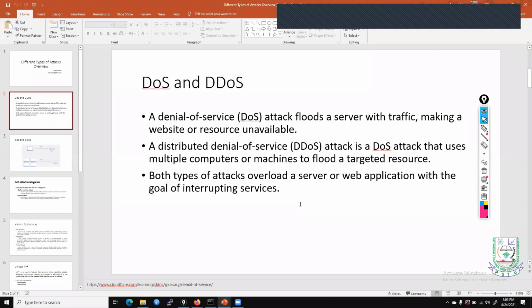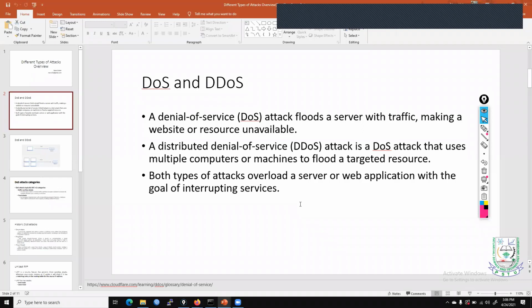Then normal service behavior will be hampered, and normal traffic cannot pass through. The normal legitimate traffic will be hampered. So that is the main target of DoS and DDoS attacks. Typically there are two types of DoS attack, not DDoS.